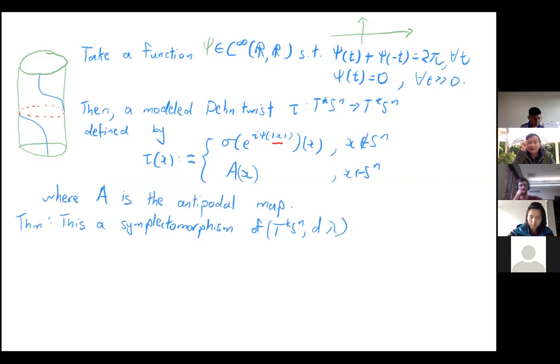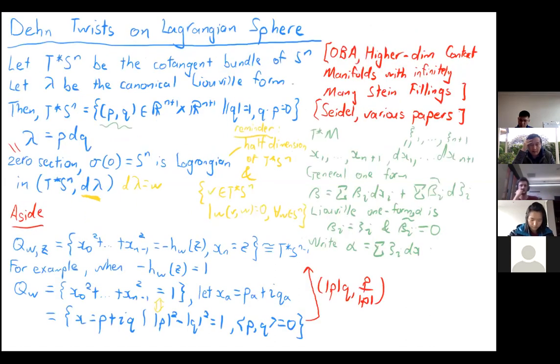If x is not equal to, maybe he's doing something strange. But the norm of p is always 1, right? So you just look at the Sn part. What do you mean p? P is the cotangent direction.